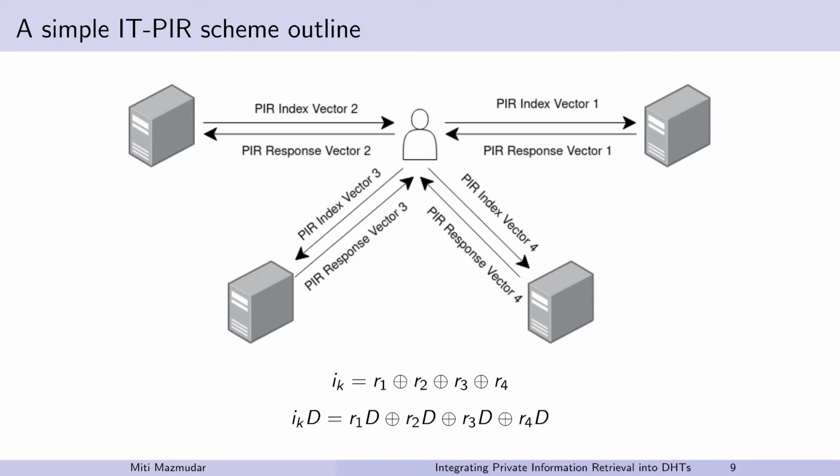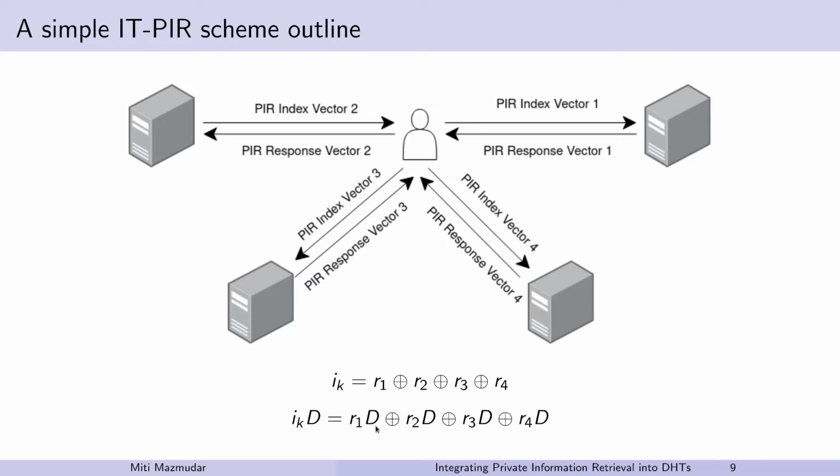So here, 4 servers and a client node engage in a simple IT-PIR scheme. The client wants to retrieve an item at index K from the servers' shared database. It first constructs a non-private unit vector, I_K, with a 1 at this index and 0 otherwise. The client generates 4 random index vectors, R_i, such that by themselves they reveal nothing about the client's desired index, but when they are combined in some special way, so through the XOR operation here, the client gets back the unit vector. So the client sends 1 random index vector to each server.